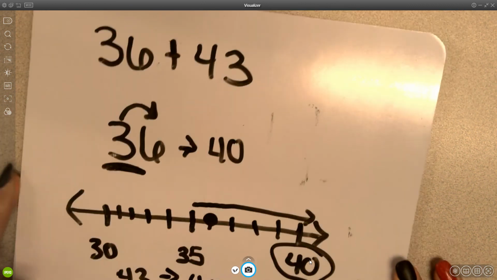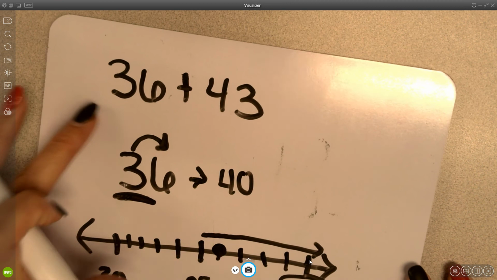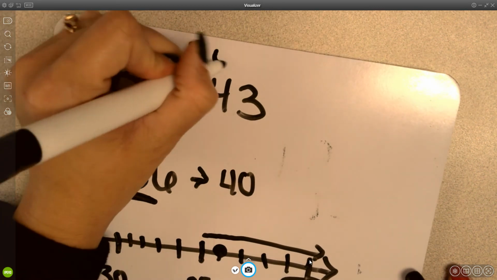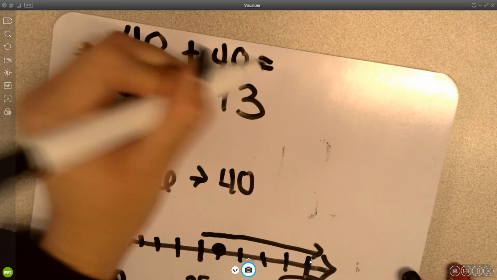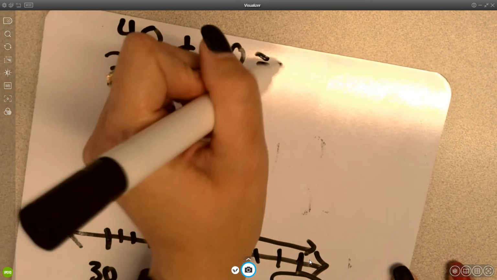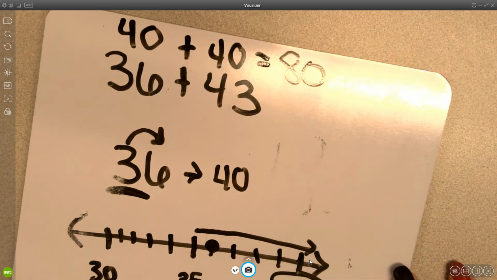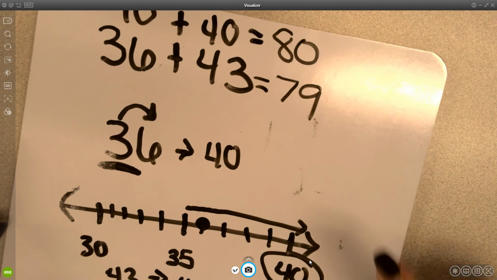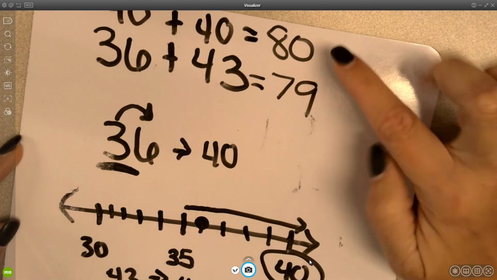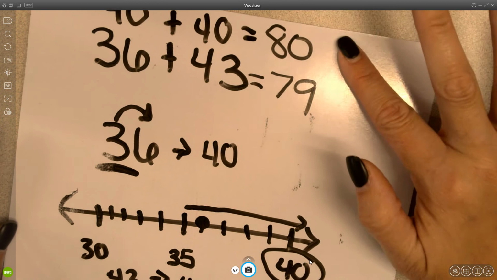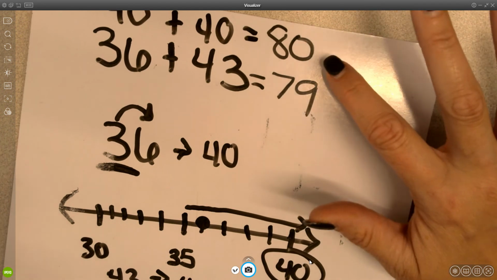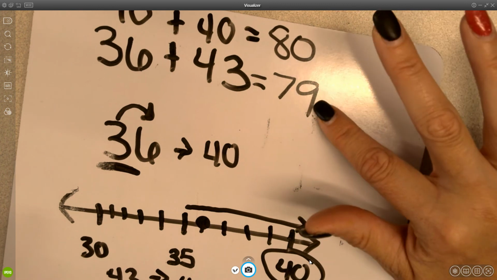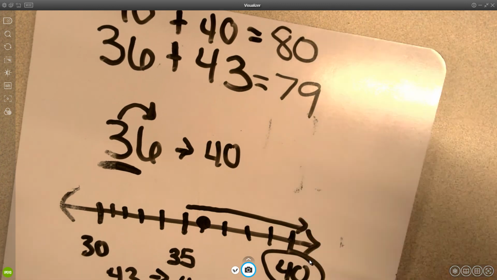Now, when we go back and look at our estimate for our original problem, we said 36 is close to 40 and 43 is close to 40. So we add those two together. 40 plus 40 equals 80. And my original problem answer is 79. So they are very close, one away. So this estimate and the answer are close together. So this would be a good answer based on the information that I have.